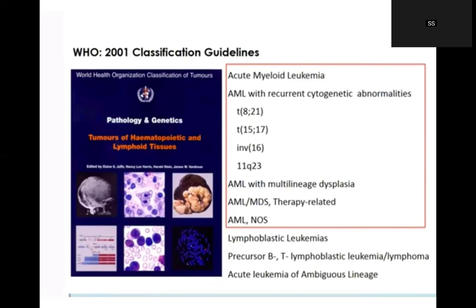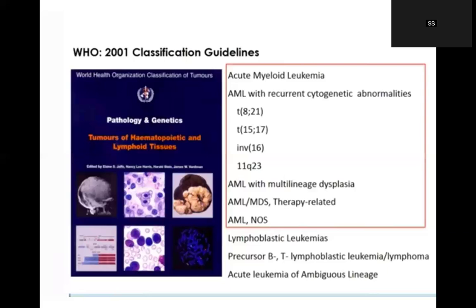Then AML with translocation 9;11, which involves KMT2A (MLL) rearrangement. Then AML with translocation 6;9, which encodes the DEK-NUP214 fusion. Then AML with inversion 3 or translocation 3;3, with GATA2 and MECOM rearrangement. Then AML megakaryoblastic with translocation 1;22, which encodes RBM15-MKL1 fusion.